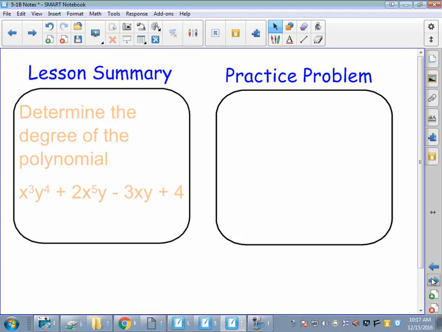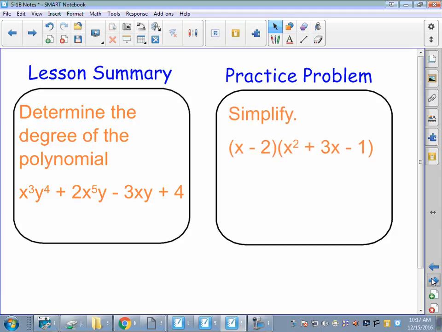So the lesson summary, I want you to determine the degree of that polynomial, and I want you to actually simplify that multiplication. Good luck.